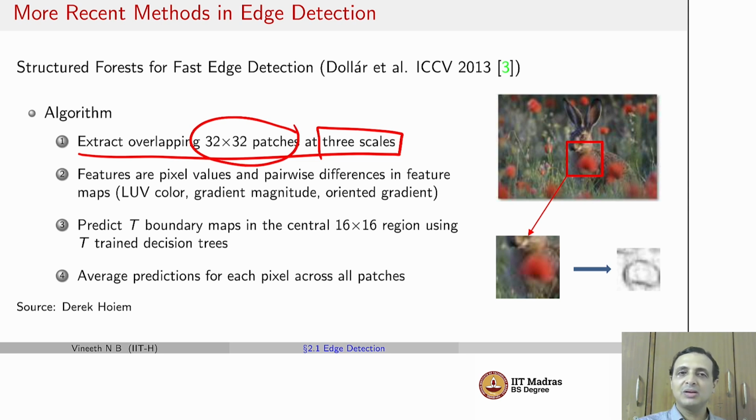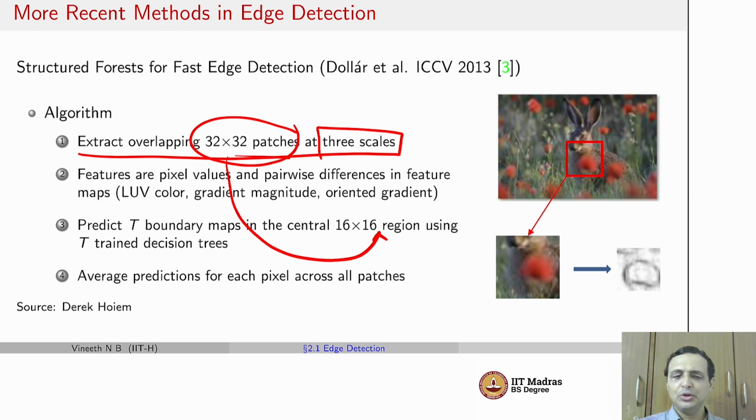And then you consider many features in each of these patches, such as pixel values or pairwise differences in color or gradient magnitudes or oriented gradients. Using these features, you build a random forest classifier based on some training data where you knew where the edges were. And in each of these 32 cross 32 patches, you take a central 16 cross 16 region where you're going to predict the pixel points using these random forest classifiers.